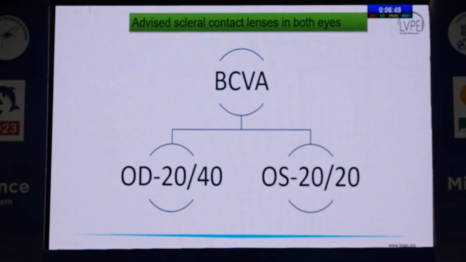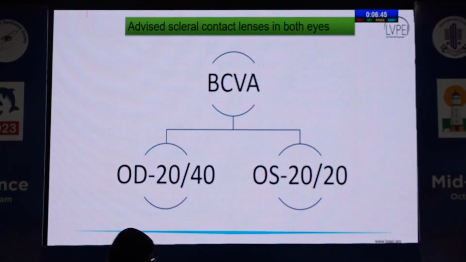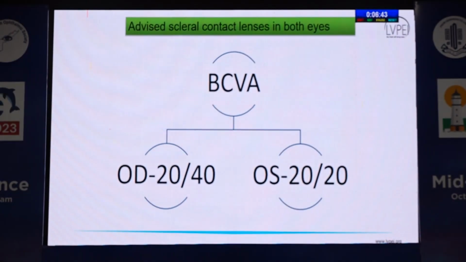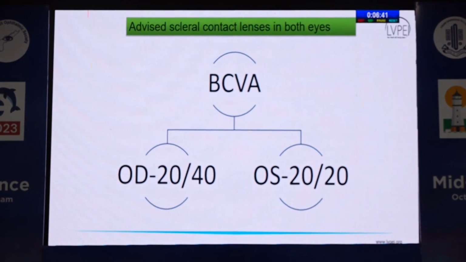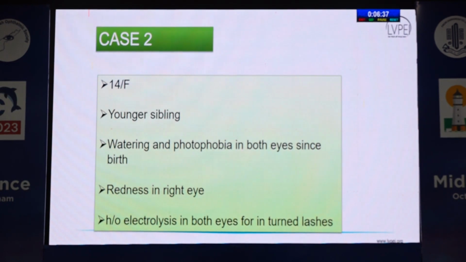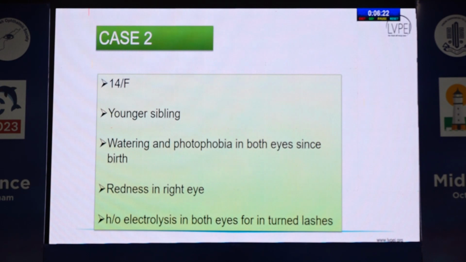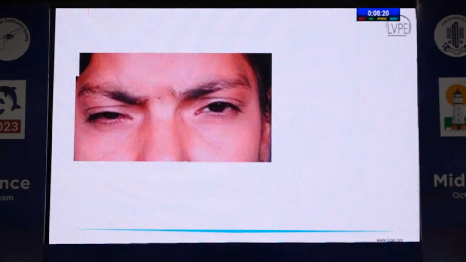So the patient was advised scleral contact lens to know the visual potential of the patient. After the scleral contact lens, his best corrected visual acuity improved to 20/40 in the right eye and 20/20 in the left eye. Along with this patient, his younger sibling, a 14-year-old female, also visited us the same day with the same complaints, and she also had a history of electrolysis in both the eyes done for inturned lashes. This was her clinical picture.